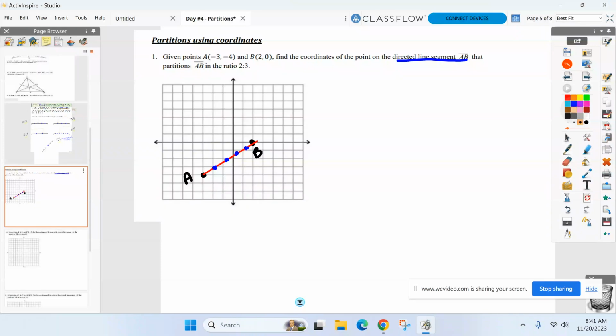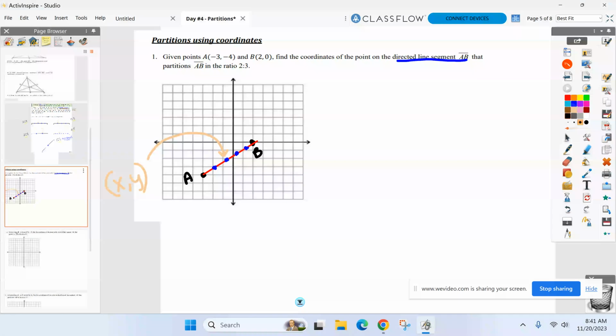I'm looking for the one that breaks it up into 2 to 3. So I'm looking for what that point is. But unlike the little cute diagrams we did on the first page, I want to actually know what that coordinate is. And I have no idea if I actually broke it up into 5 equal parts, so I just can't go by my cute art. I need to actually do this algebraically now, adding, subtracting some numbers together.